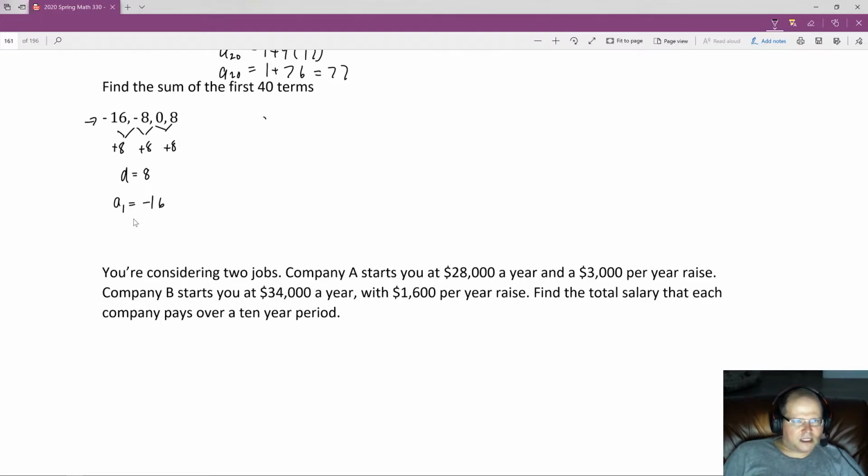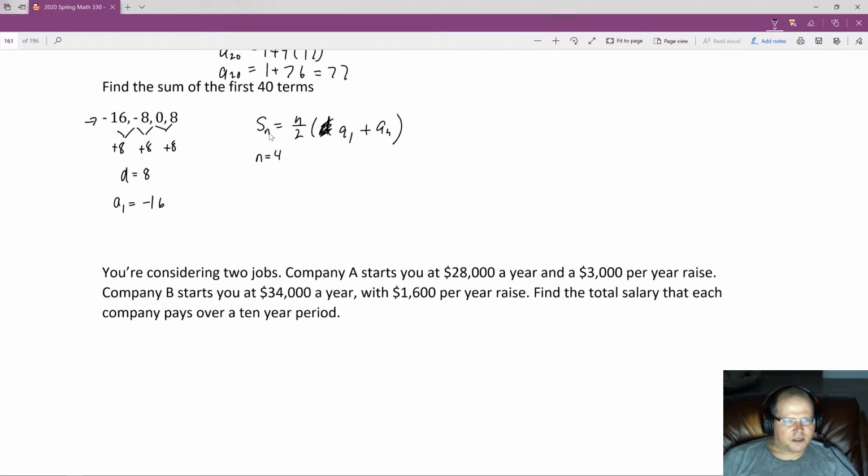We know that the sum is equal to N divided by 2 times the first term of the sequence plus the last term of the sequence. Make sure to put the N there. So find the sum of the first 40 terms. So first thing is we have to find all the variables we plug in. Obviously, in this case, N is going to be 40. That's the 40 right there.